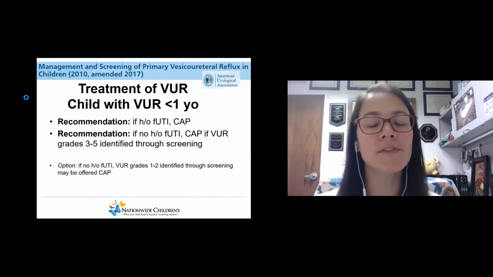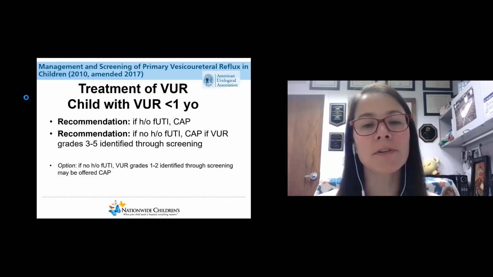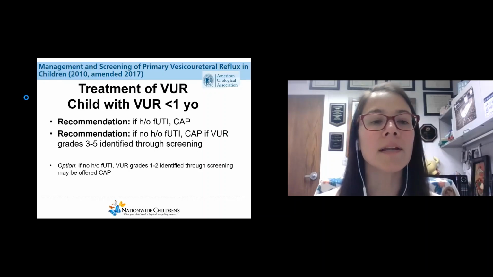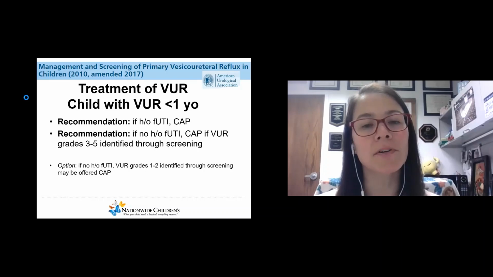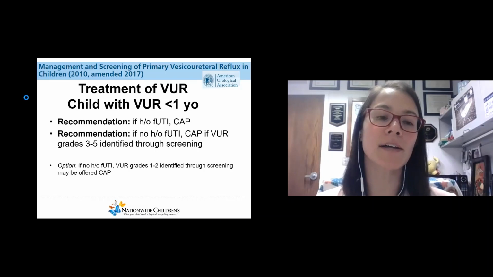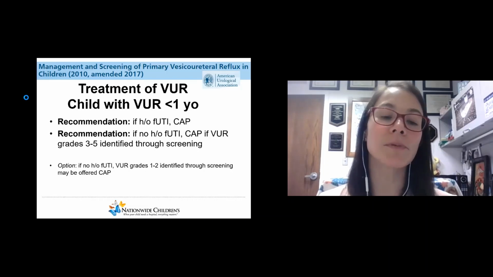So to review how this all fits into the AUA guidelines on reflux, the guidelines recommend for children less than a year of age that if they've had a history of febrile urinary tract infection, they should be on continuous antibiotic prophylaxis. And even if they haven't had a history of a febrile urinary tract infection, if they have high-grade reflux, again, that reflux that can be related to scarring, that they should be on continuous antibiotic prophylaxis. It's an option for even those who don't have a history of febrile urinary tract infection but have lower grades of reflux to also be on continuous antibiotic prophylaxis.